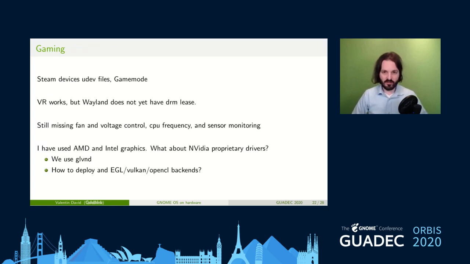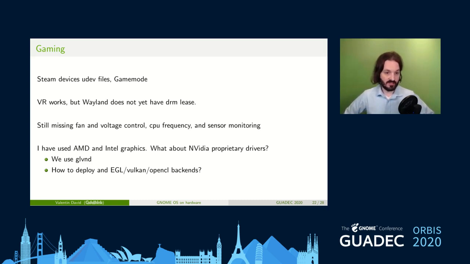So now we stop with the GNOME experience, and now I want to talk a bit about what I do with my computer. The first thing is gaming. There are things that I needed that are in GNOME OS. It's some UEFI files for Steam devices, and there's also GameMode from Feral Interactive, which is a service that tweaks your CPU performance when you play games, which is very nice for people who play games.